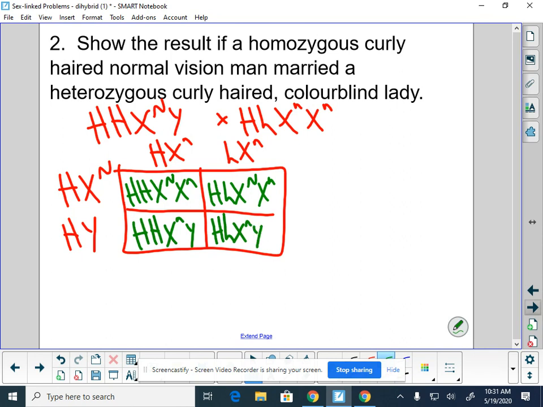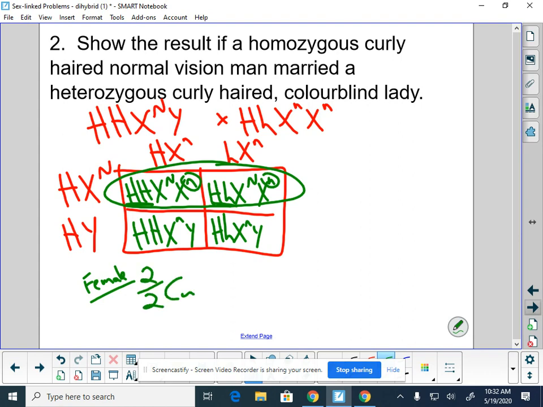Little n, y, and now my phenotypic ratio. So for females, again, we've got 2 females right there. This time, both females are going to be curly-haired, and both females are going to be carriers. So we've got a 2 out of 2 curly carrier for the females.